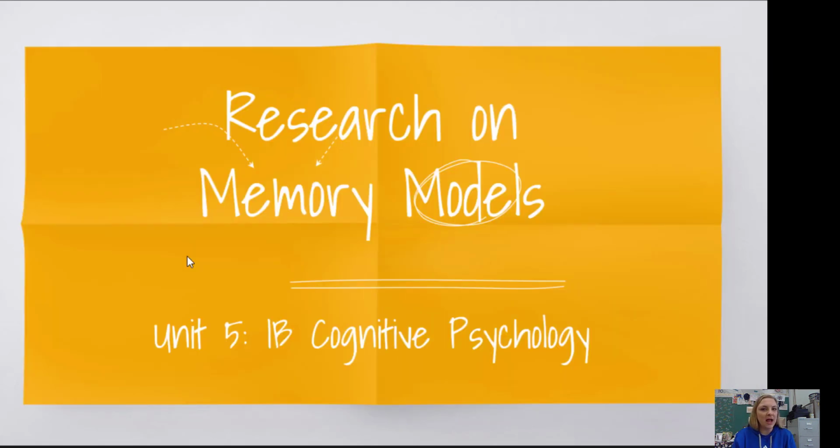Okay, so for IB, one of the things that you're going to have to do is not only know the content, so know the different models of memory, so multi-store with Atkinson and Shiffrin, and the working memory model, but you're also going to have to know some research to back those up. And really what that means is you're going to have to say, yep, that theory is correct. And here's some research to show that that theory is correct.